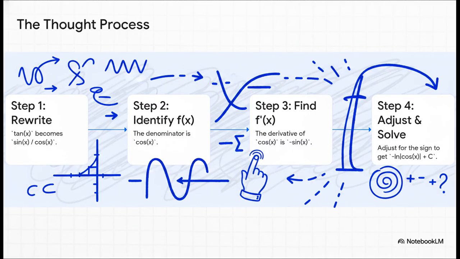Here's how you should think it through in the exam. First, you rewrite tangent as sine x over cos x. Now look at it with our new pattern spotting eyes. The denominator, our f of x, is cos x. Okay, what's its derivative? It's negative sine x. Now look at the numerator. We have sine x. It's almost perfect. It's just missing a negative sign. But that's easy. We can adjust for that, which leads us straight to the answer, negative ln modulus of cos x.